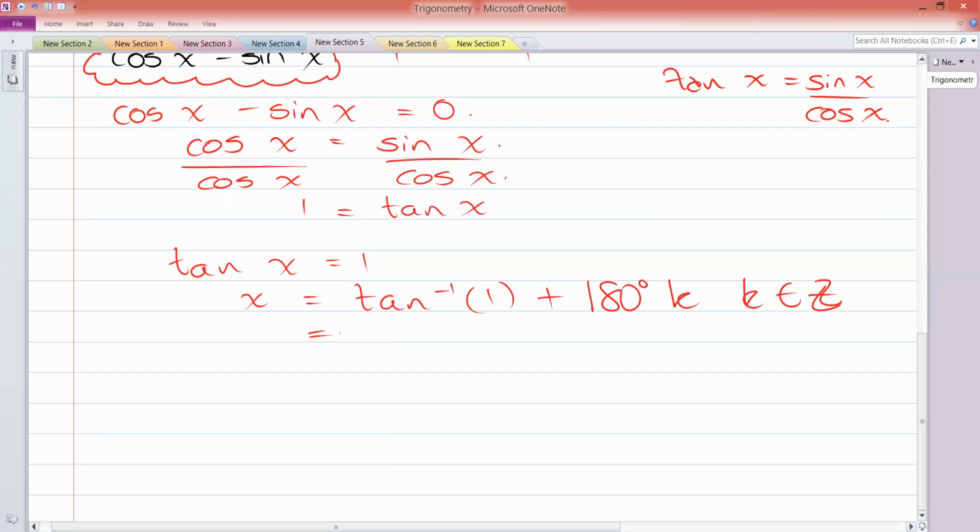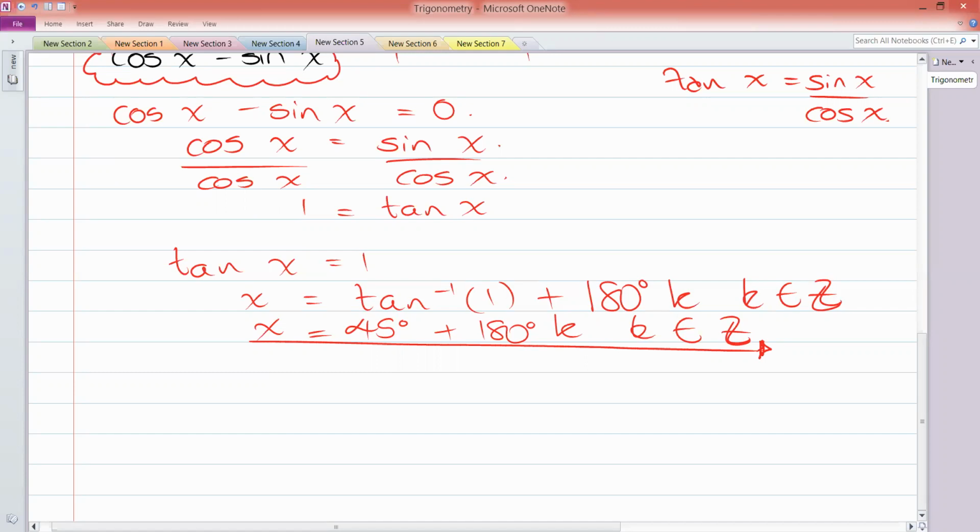This is 45 degrees. So 45 degrees plus 180k, k is an integer. Okay, so that is your answer for this question. These are the values of x for which the identity is undefined. Any questions related to these two questions that we've just done?